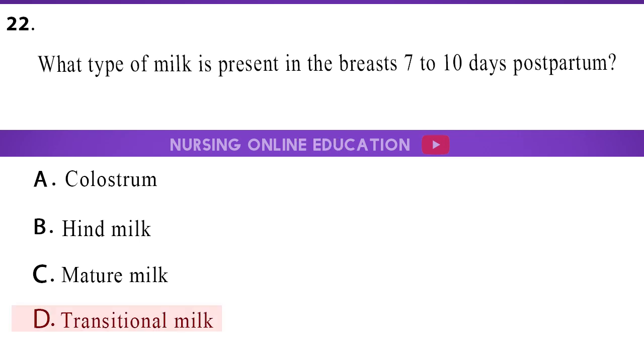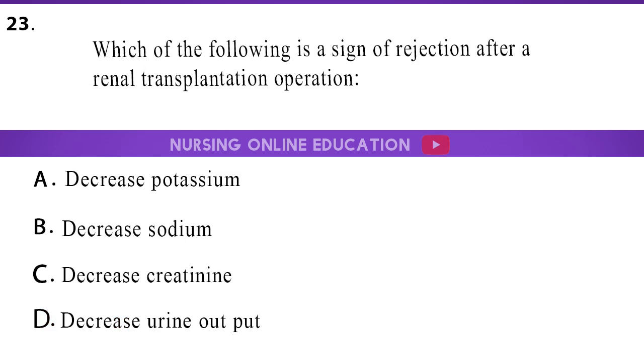The answer is option D, transitional milk. 23. Which of the following is a sign of rejection after a renal transplantation operation? A. Decreased potassium, B. Decreased sodium, C. Decreased creatinine, D. Decreased urine output.